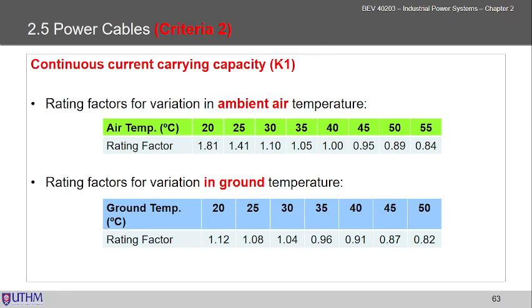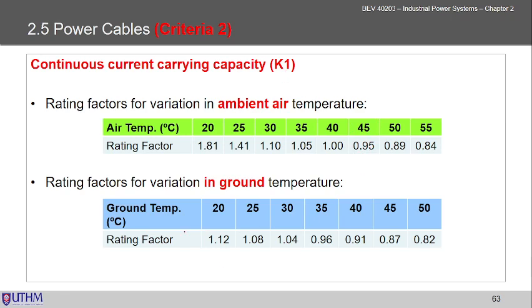Okay, K1 is very straightforward, it is about the ambient temperature. This one is for the in air installation, and the bottom here is the in ground installation. So if we install our cable in air, we have to use this one. The air temperature could vary from 20 degrees Celsius up to 55. Then this is the rating factor that we need for K1. For example, if the ambient temperature for that installed cable is 45 degrees Celsius.